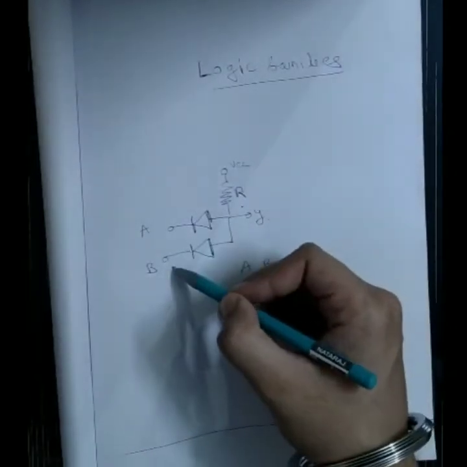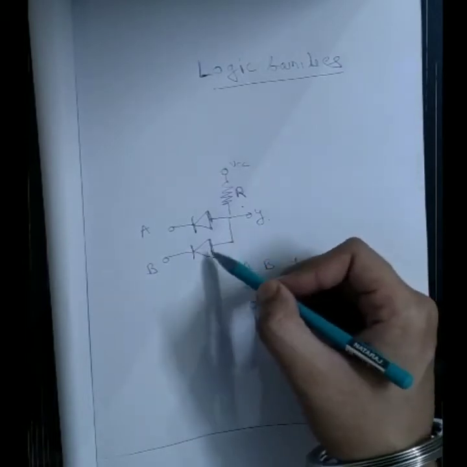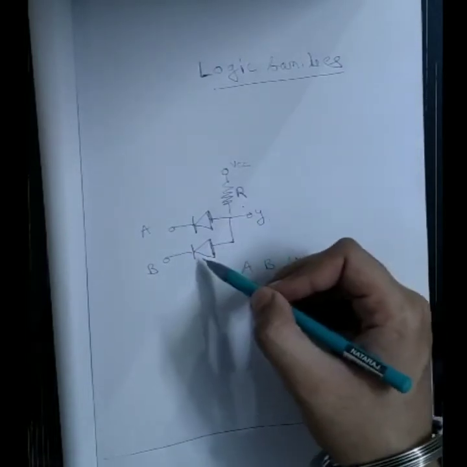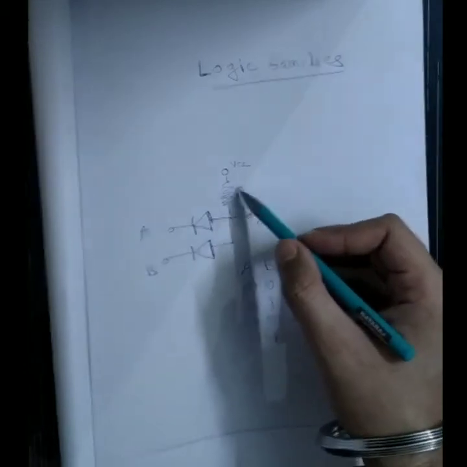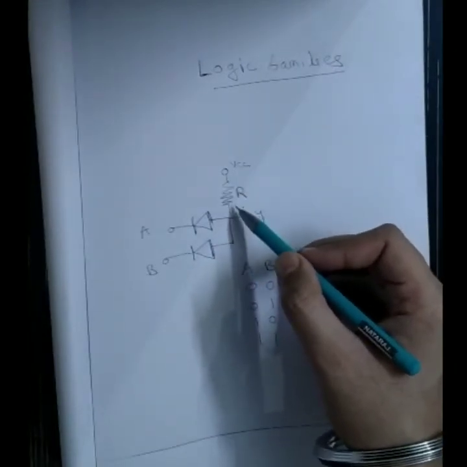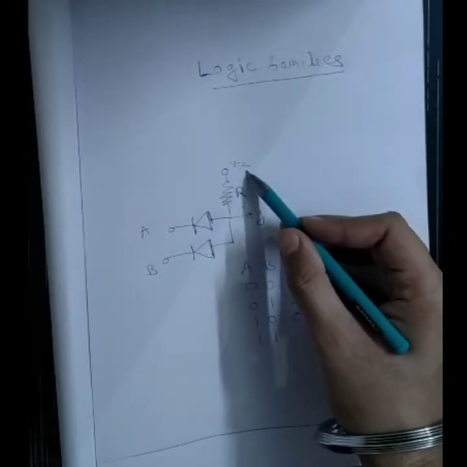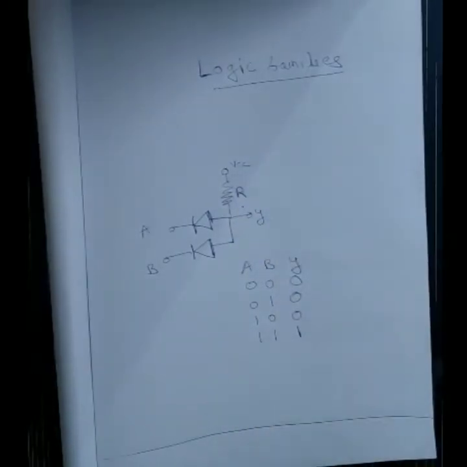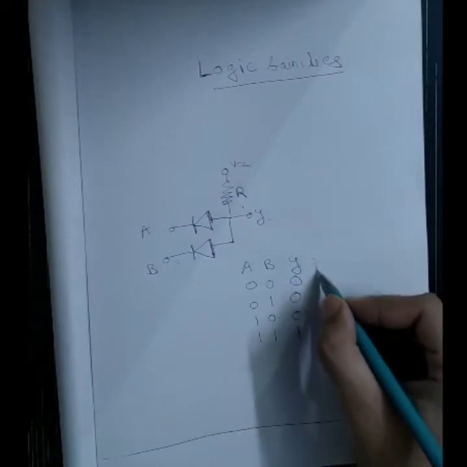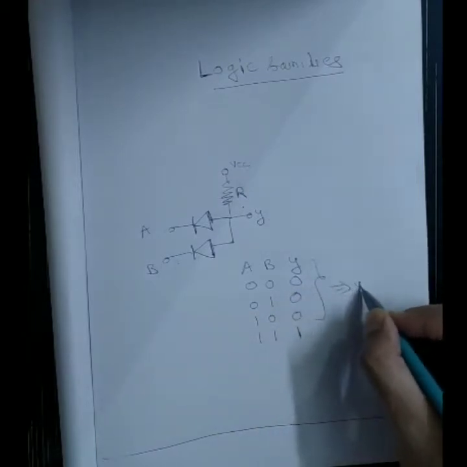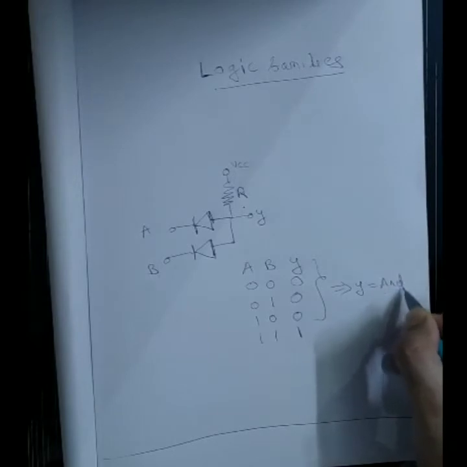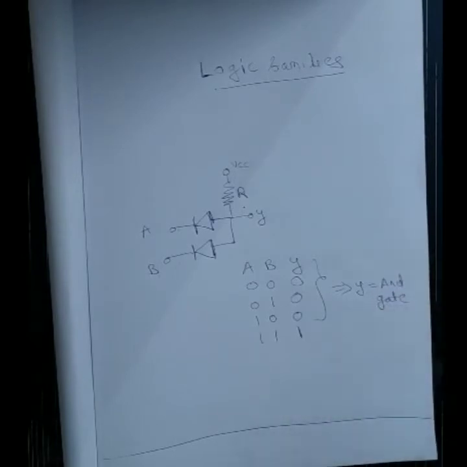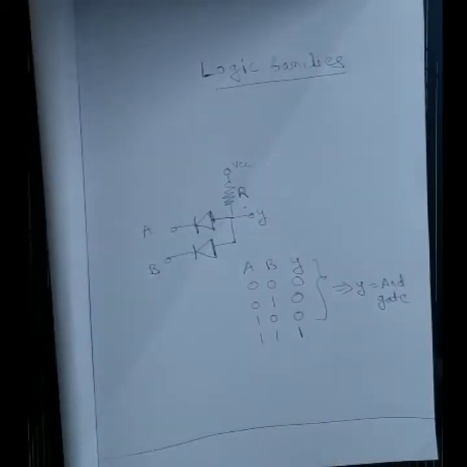Now if both are 1 1, that means both diodes are off and no current flows through them, so no voltage drop is there across R. So Y will become VCC, which is logic high, so it will be 1. So which type of gate is this? This is an AND gate, right?